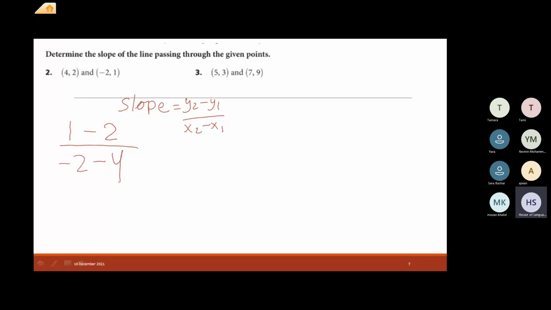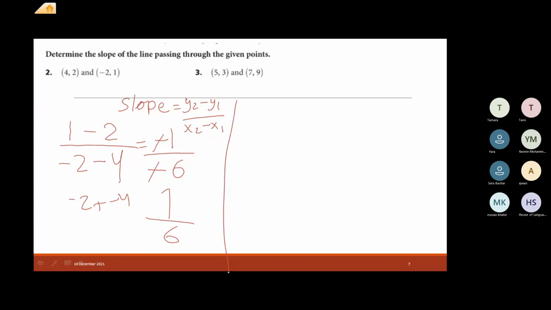y2 minus y1. No, 4 minus 6. Yes, negative 2 minus 4. Bravo. Because she determined that this is x2, y2, and this is x1, y1. So it should be negative 1.